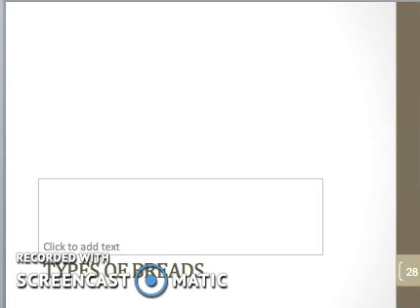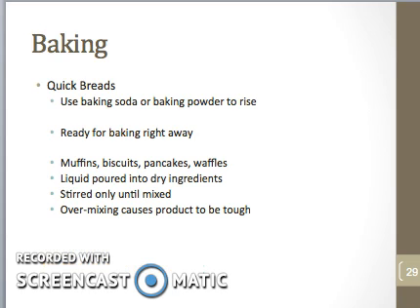Now we're looking at the final part of the lecture, and this is going to be types of breads. So we're going to look at quick breads. Quick breads utilize baking soda or baking powder or another chemical leavener to produce carbon dioxide, which causes the product to rise. The good thing about quick breads is that they're quick. They're ready for baking right away.